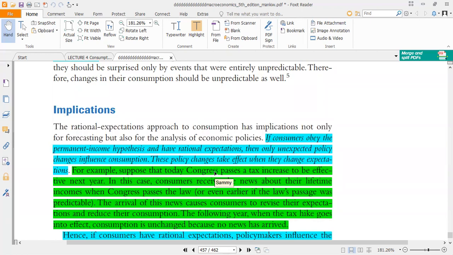So what is the implication of this? Based on what we are doing, if you're a consumer using rational expectation and you are forward looking, you always do forecasting. You forecast your consumption based on the lifetime income that you expect. So that is the main implication of the random walk hypothesis. We are using forecasting, but it is not just that. The random walk hypothesis also has implications for economic policies.